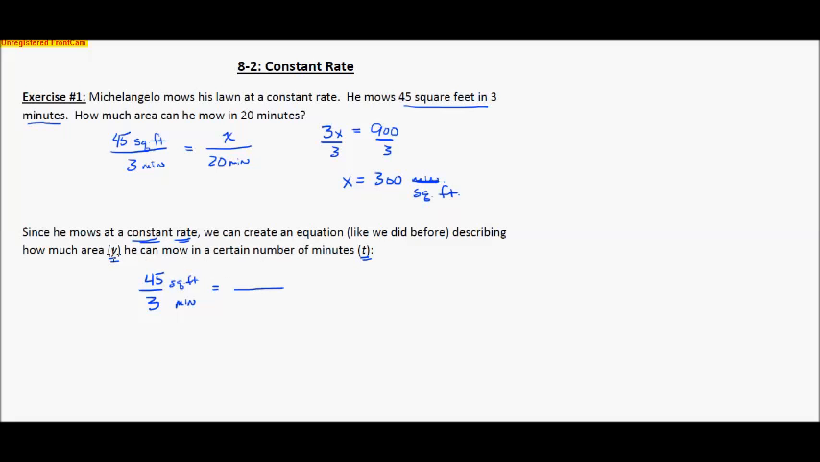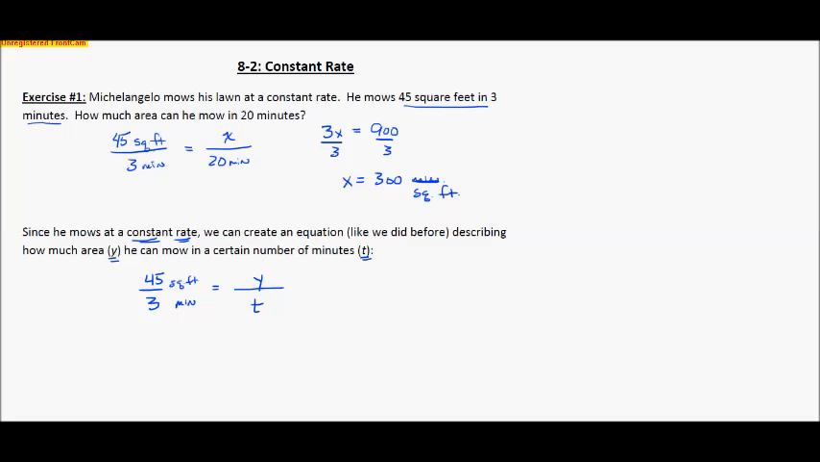Area is going to be y, so since I have area in the numerator up here, I'm going to put a y up there. And in a certain number of minutes, t, minutes is in the denominator here, so I'm going to put t at the bottom. We're going to take this equation and solve it for y, because the problem up here asked us how much area he can mow. I'm going to get y all by itself.